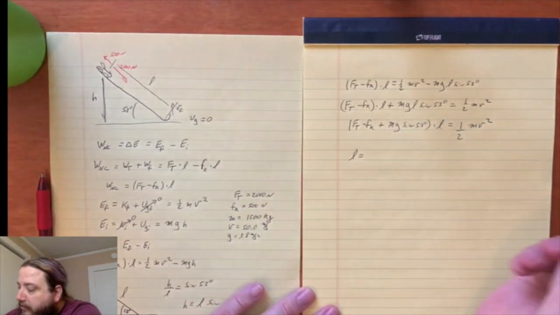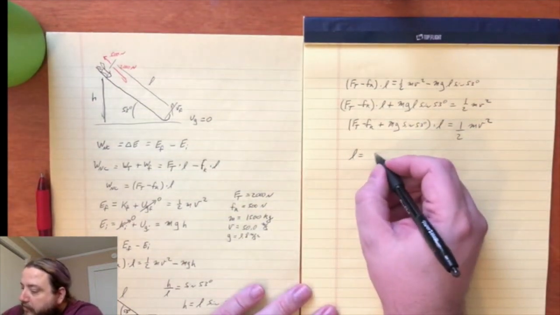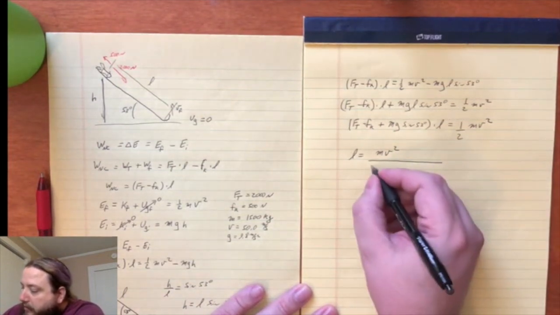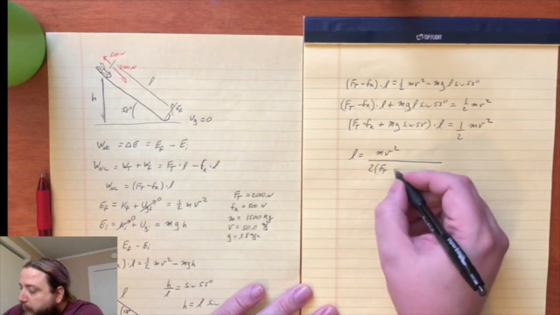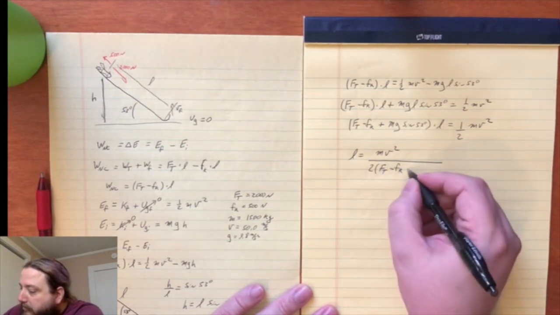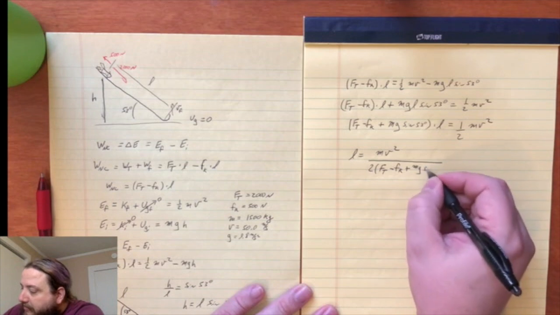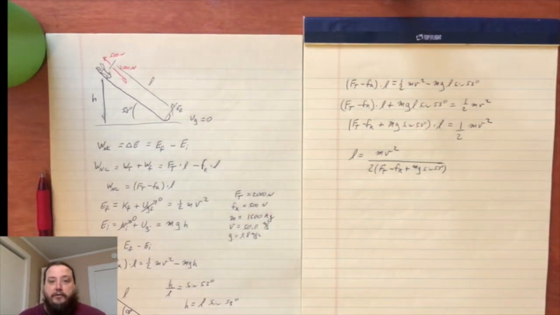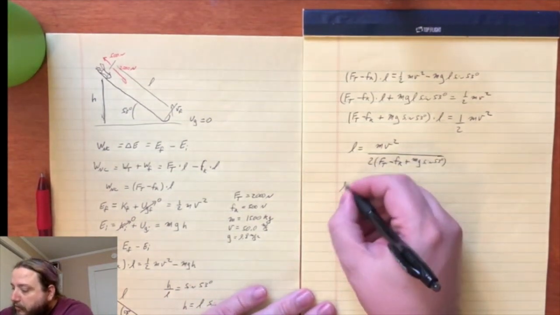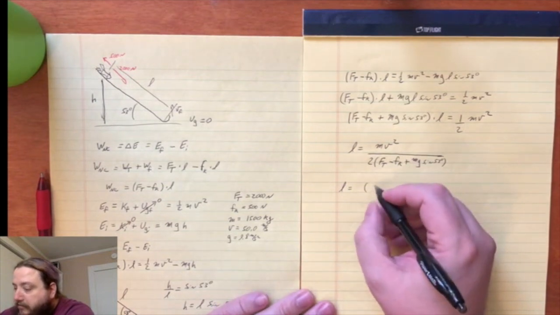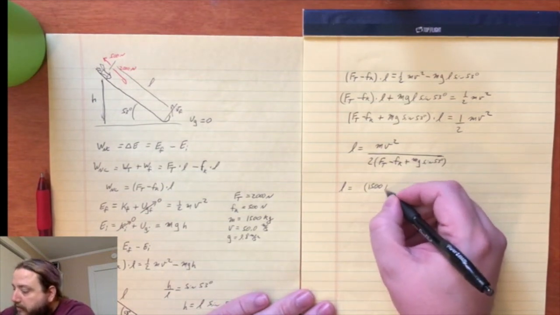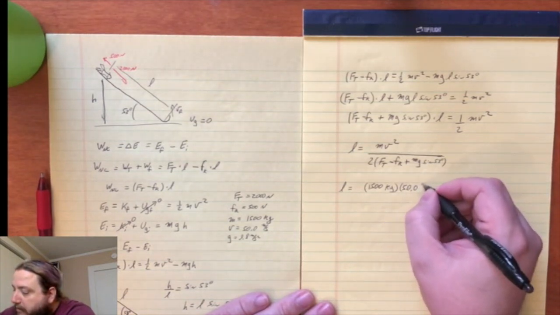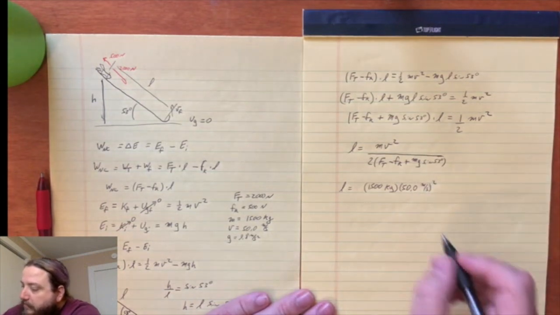The length here that we need to start at is mv squared on the top. On the bottom we have 2 times the force of thrust minus friction force plus mg sine of 53 degrees. And now we're ready to start plugging in some numbers. So L, our mass on the top is 1,500 kilograms. Our speed squared is going to be 50 meters per second squared.